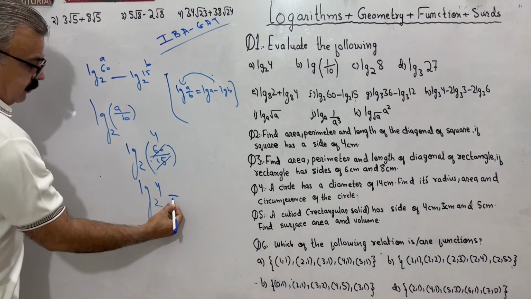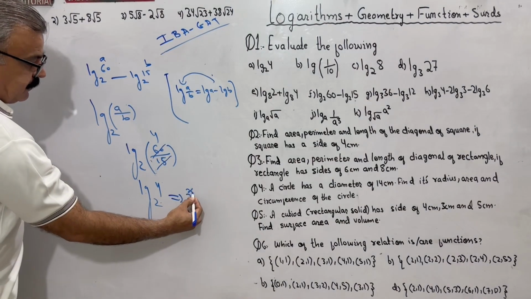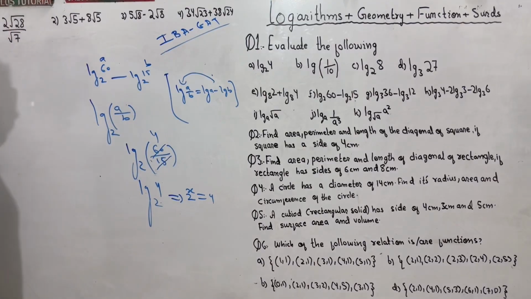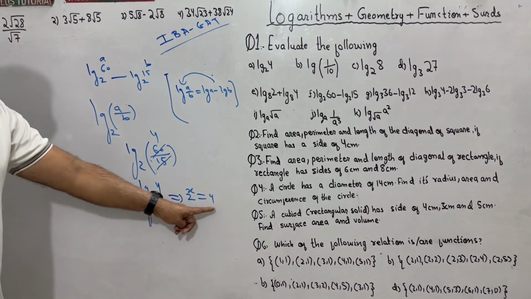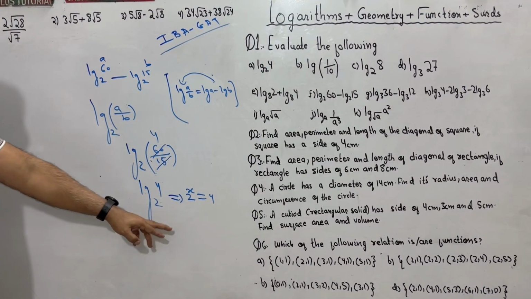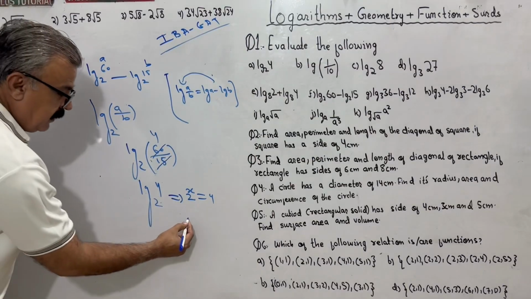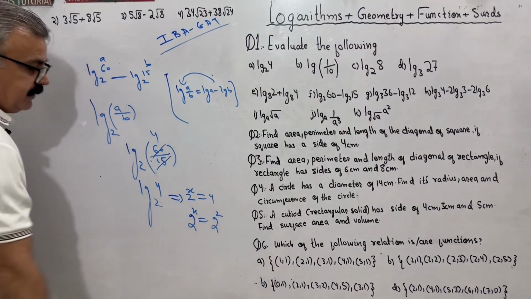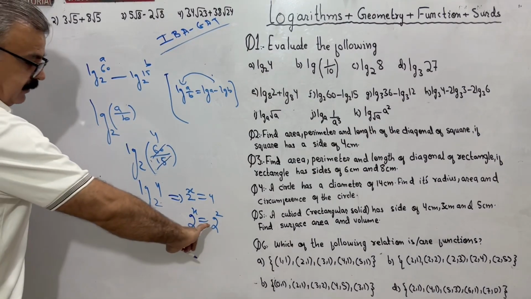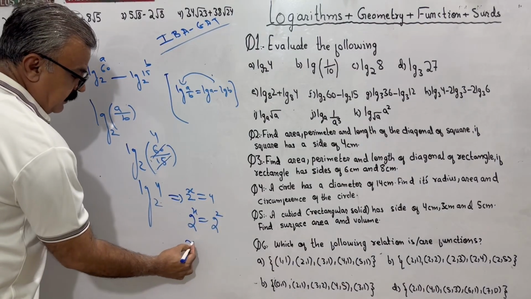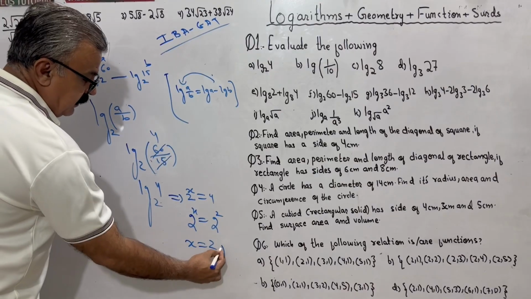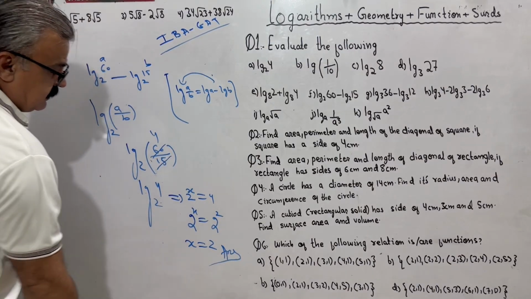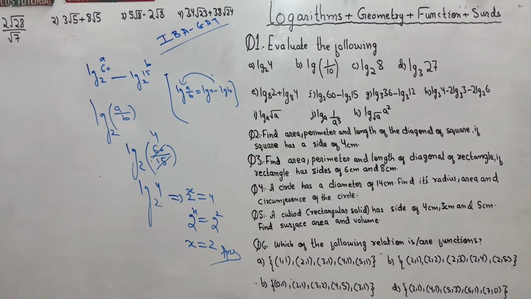Simple. 2 raised to what power to get 4? Obviously, 4 can be written as 2 squared. Bases are equal, therefore powers are equal. X is equal to 2 is our answer in that case.